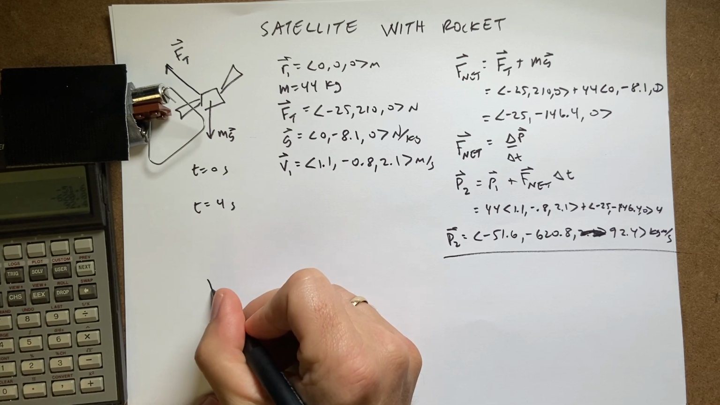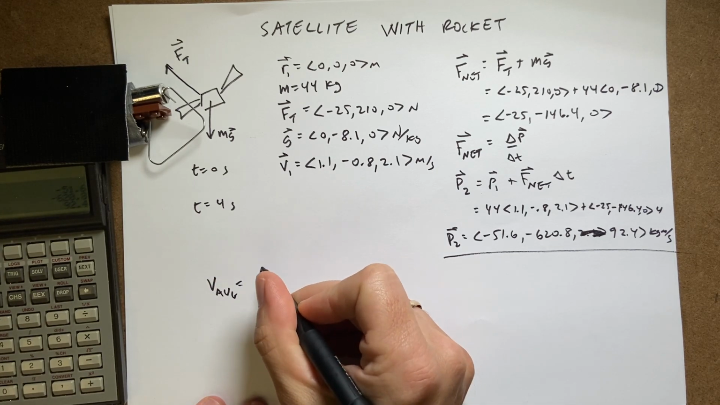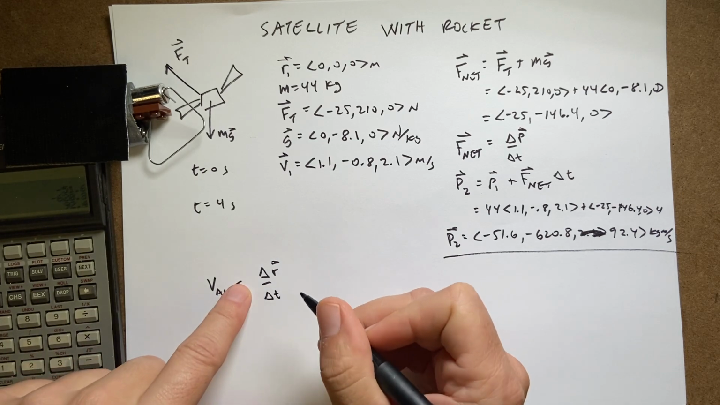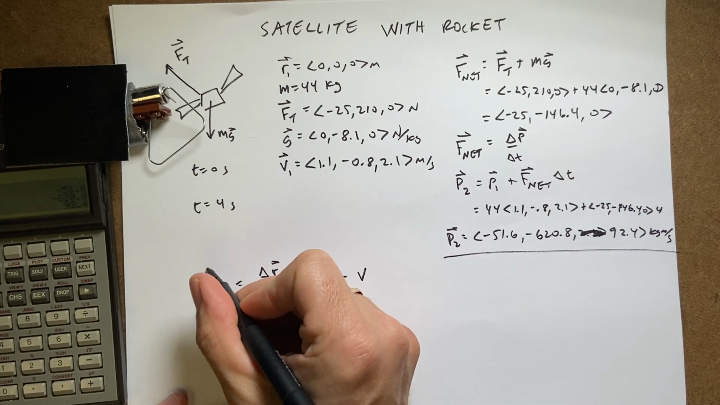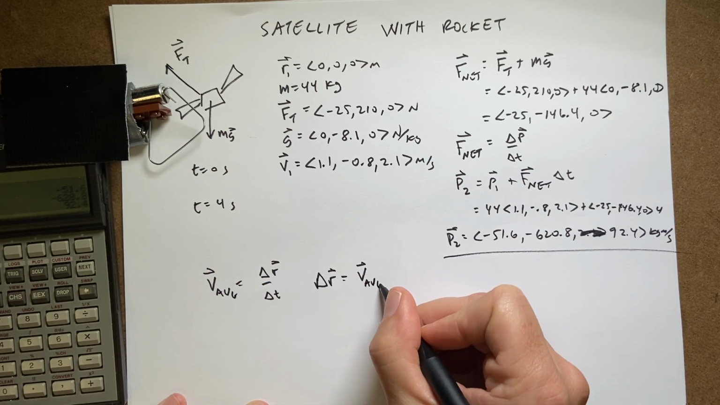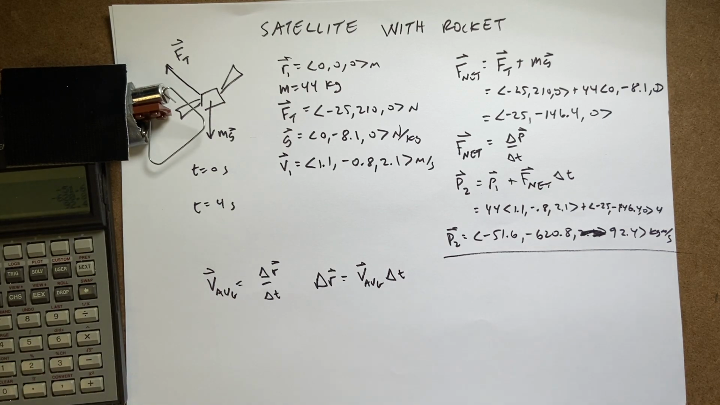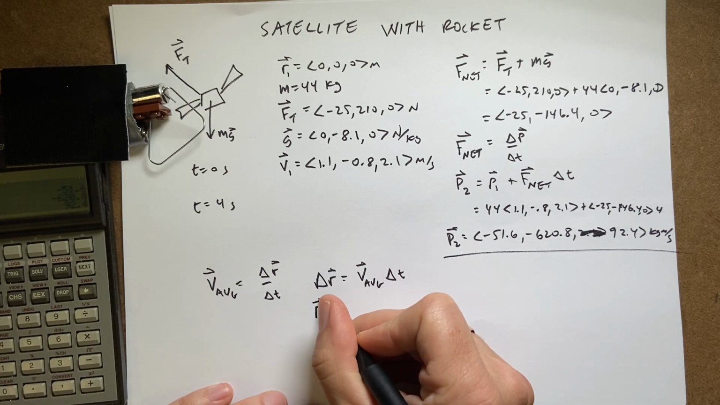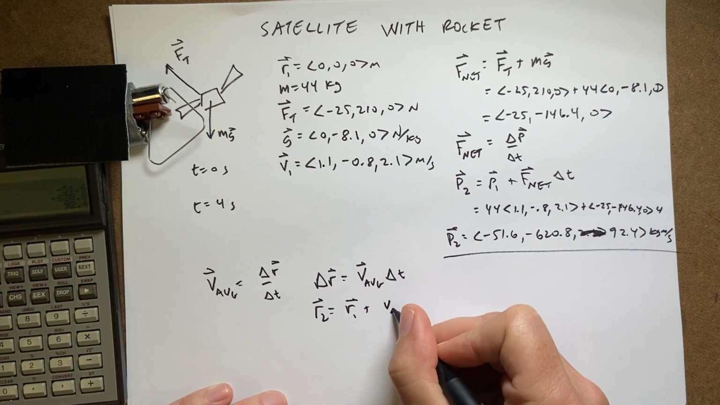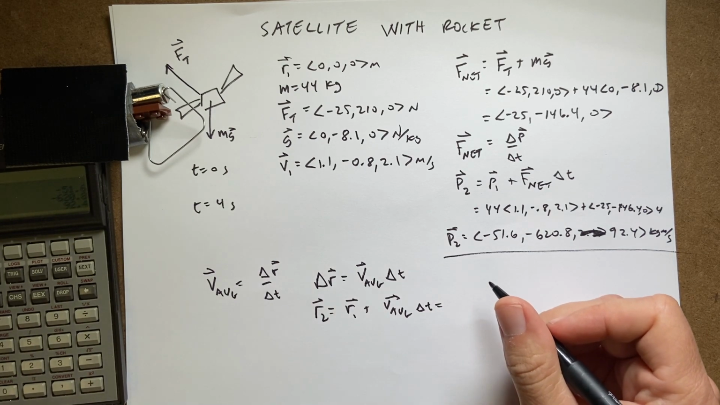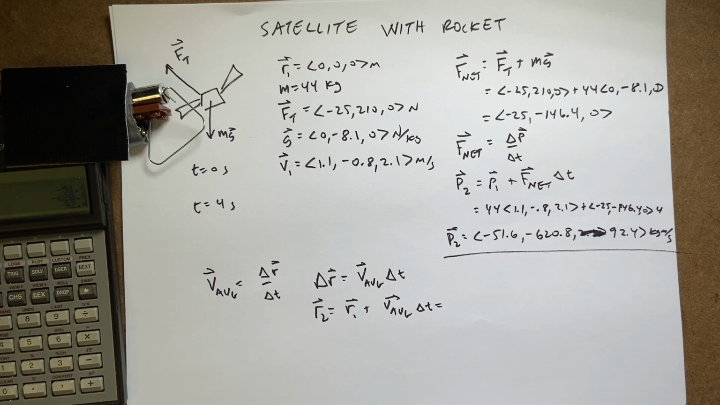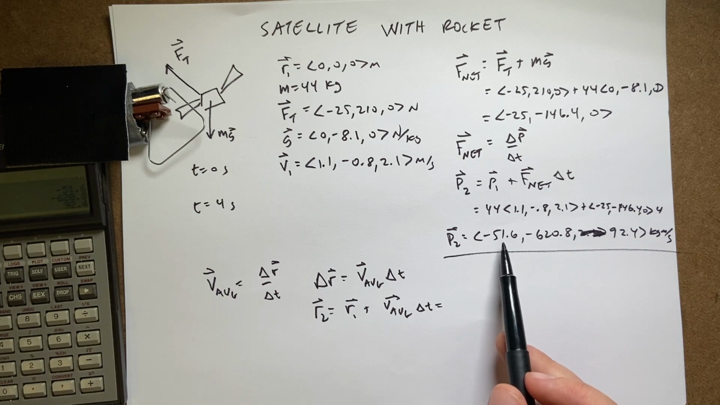Here I can say V average equals delta R over delta T. So I want to find delta R. Delta R is going to be equal to V average delta T. Now, I really want to find the final R, so it's actually R2 equals R1 plus V average delta T, which is equal to, so now there's two ways I could do this. I could actually calculate the average velocity, or I could just use the final velocity. In this case, I think I'm going to use the actual average.